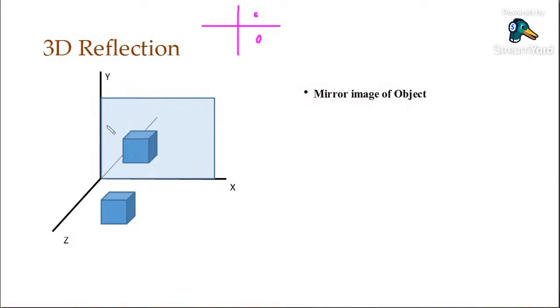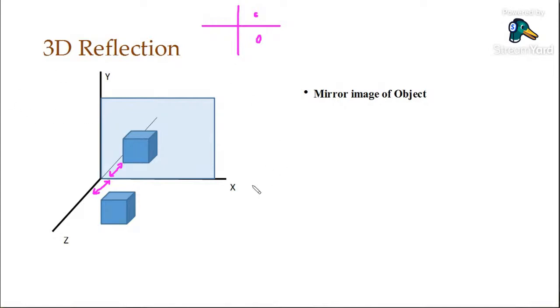This is the xy plane, so you can consider this as a mirror. So whenever you are finding the reflection about the xy plane, the x and y coordinates of the object will remain the same, and only the z coordinate changes. If z is positive, it will change to negative, and if it is negative it will change to positive.